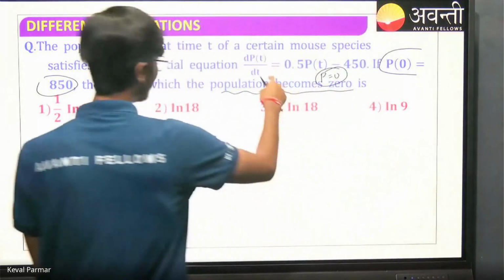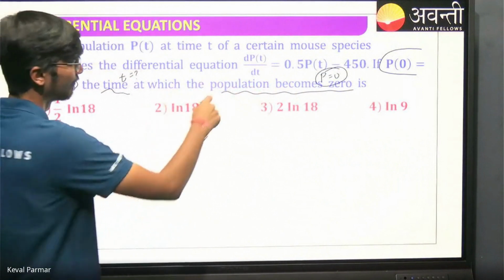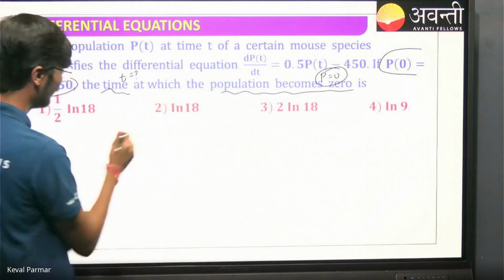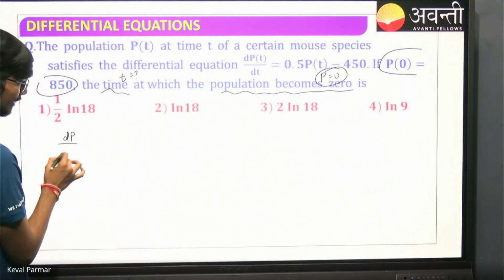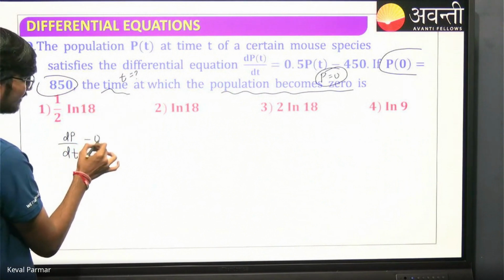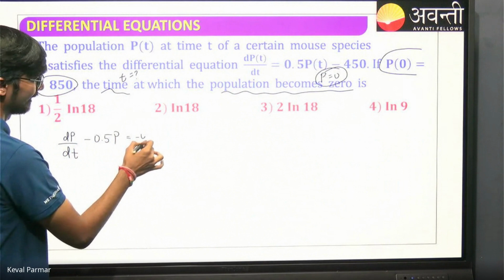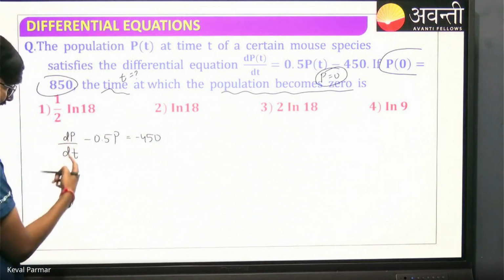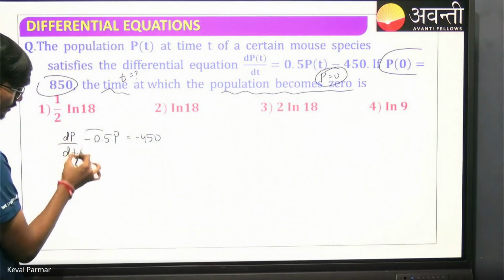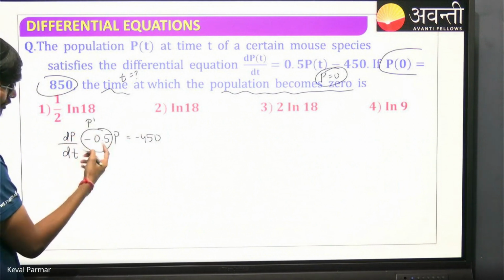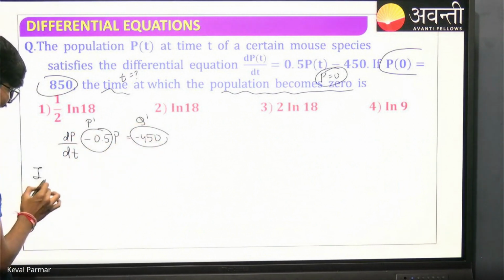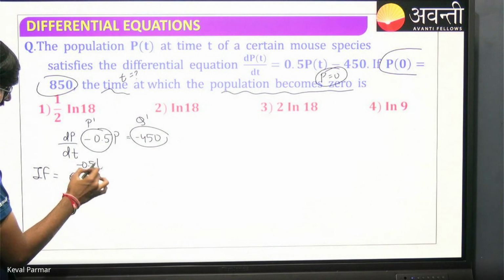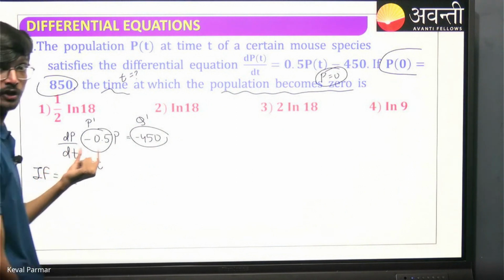Now you can see the differential equation. Let me write it in a way we can easily understand. This P of t means P is a function of t. We usually don't write this in our solution. So my differential equation will look like dp over dt, I'll bring that on the left hand side, minus 0.5 p is equal to minus 450. Now you can see it is a linear differential equation, dy by dx plus Py equals Q. So this, let me denote by P dash, because P is already there, and this is Q dash. What is the integrating factor? e raised to the integration of P dash dt. It is not x, it is t.